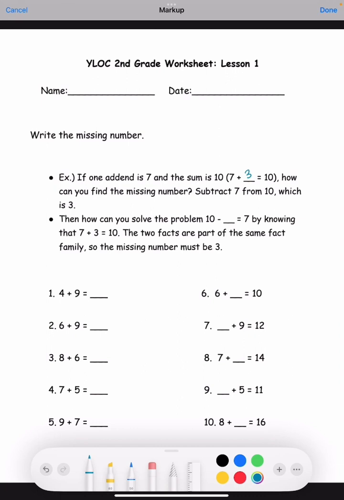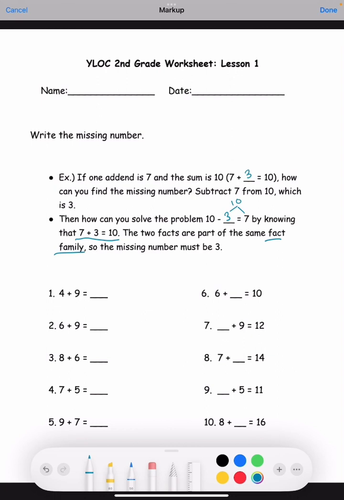Then how can you solve the problem 10 minus blank equals 7 by knowing that 7 plus 3 equals 10? The two facts are part of the same fact family, so the missing number must be 3. Because we know 7 plus 3 equals 10, the missing number here is 3, so 10 minus 3 equals 7, and 7 plus 3 equals 10. And it all makes sense because they are part of the same fact family.